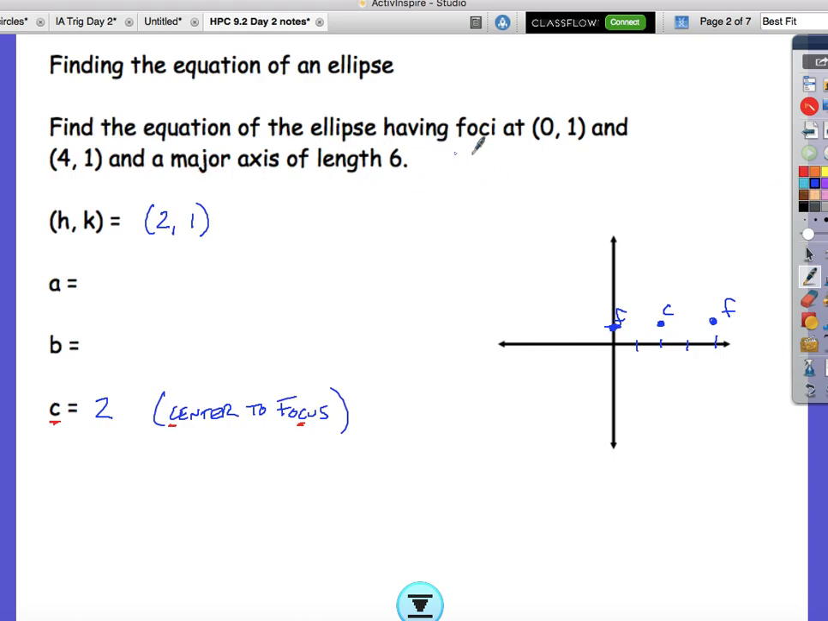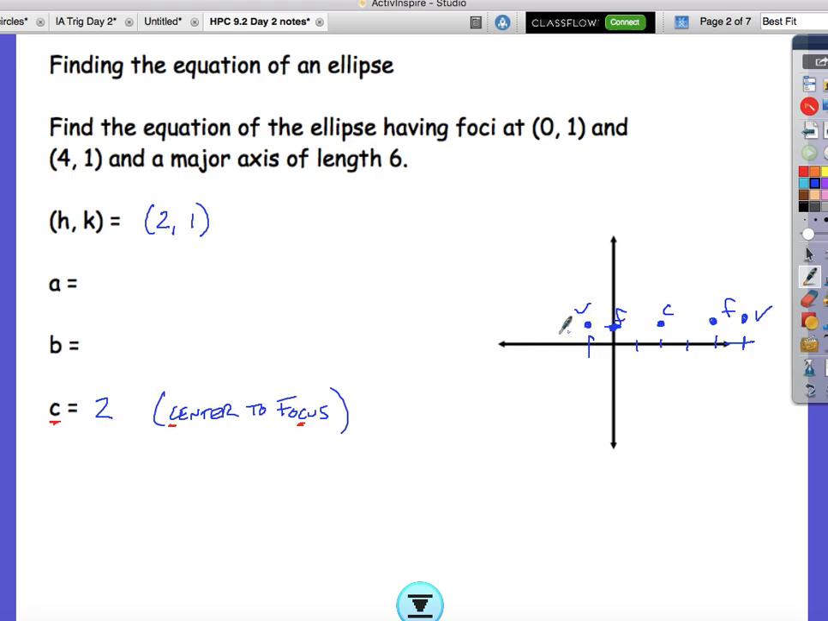So the whole length is 6. So that would mean it's split into 3 to the right of the center and 3 to the left of the center. So if I go 1, 2, 3 to the right of the center, I'll have a vertex there. And if I go 1, 2, 3 this direction, I'll have a vertex here.